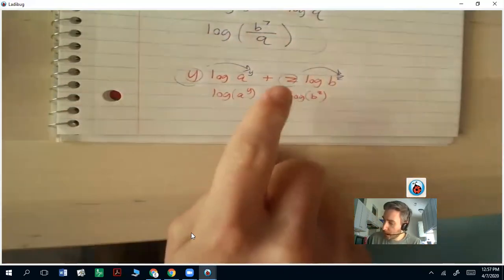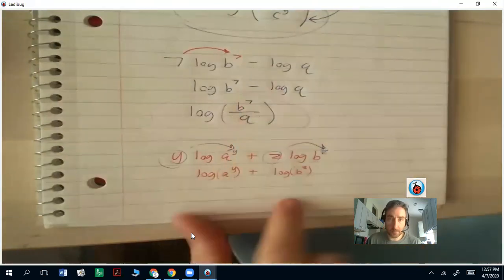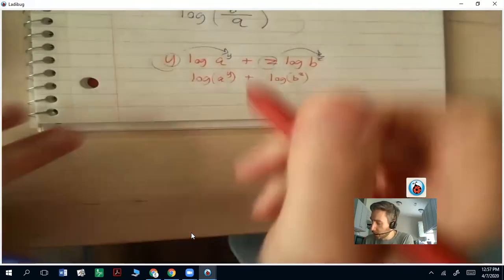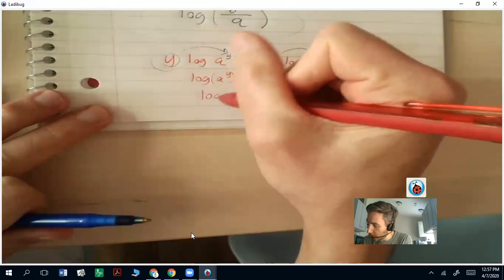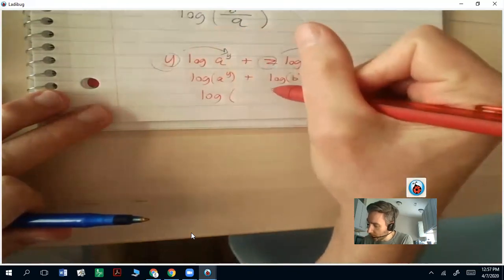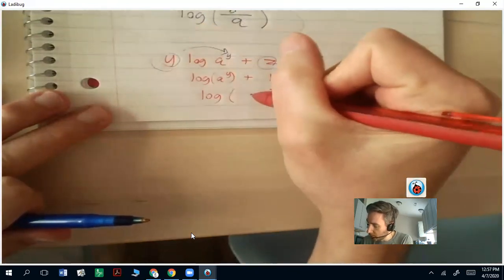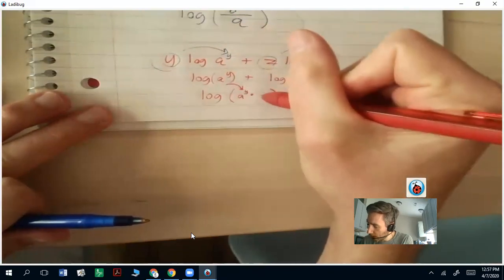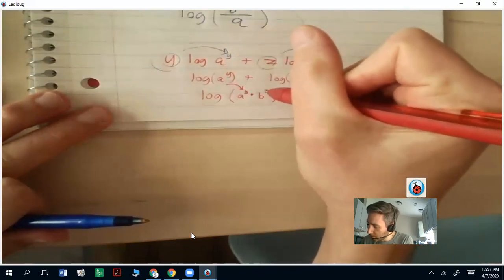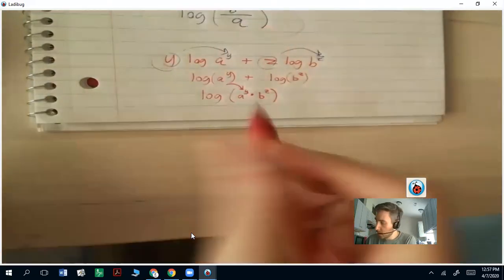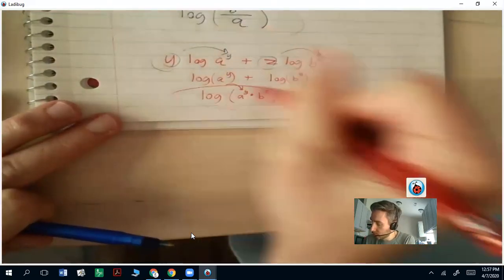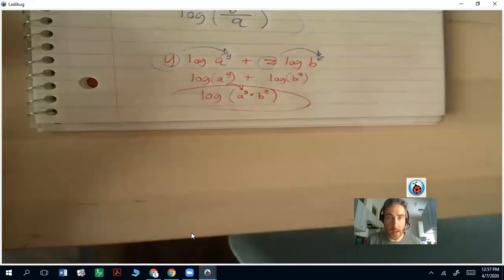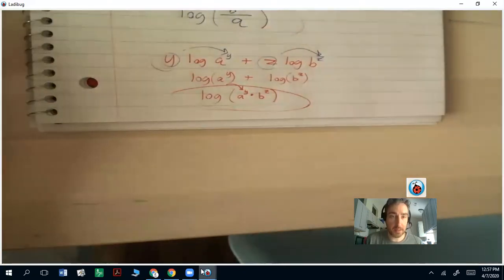Now the difference between minus and plus: minus is division, plus is multiplication. So what you're going to do is write log, and then in the parentheses it's going to be times. It's basically going to be a to the y times b to the z. Multiplication. So a to the y times b to the z.